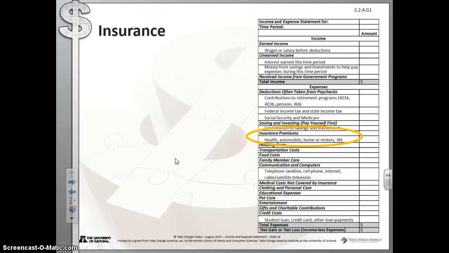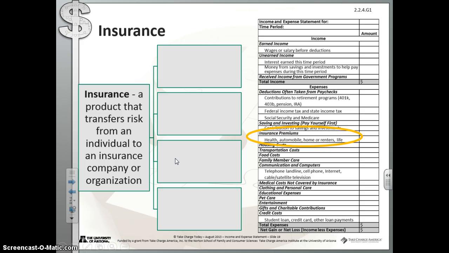Okay, this is part two of our income and expense statements. Some other expenses are our insurance. Insurance is a product that transfers risk from an individual to an insurance company or organization. For example, we have health insurance, which covers our medical needs.